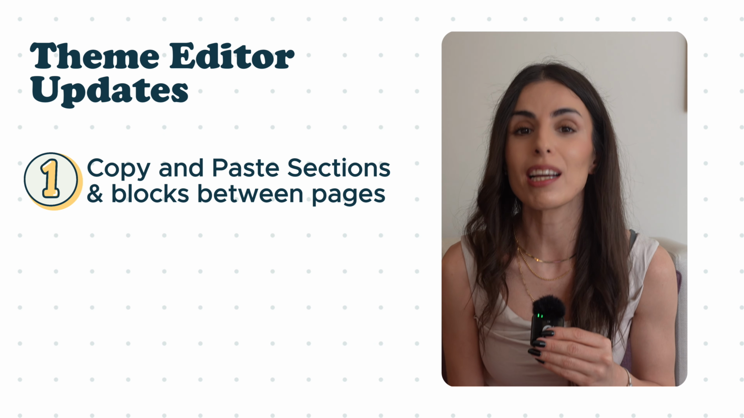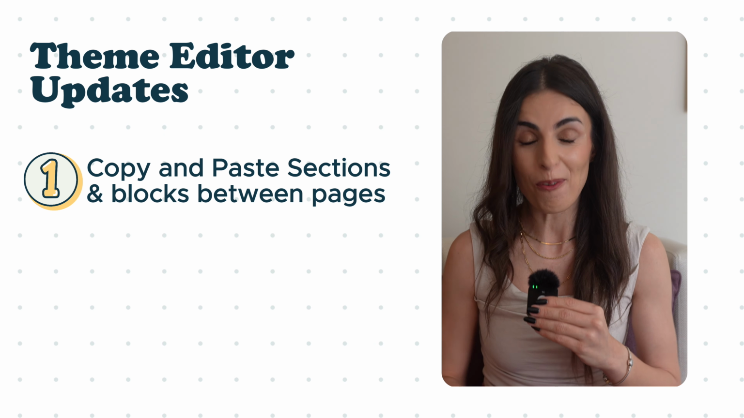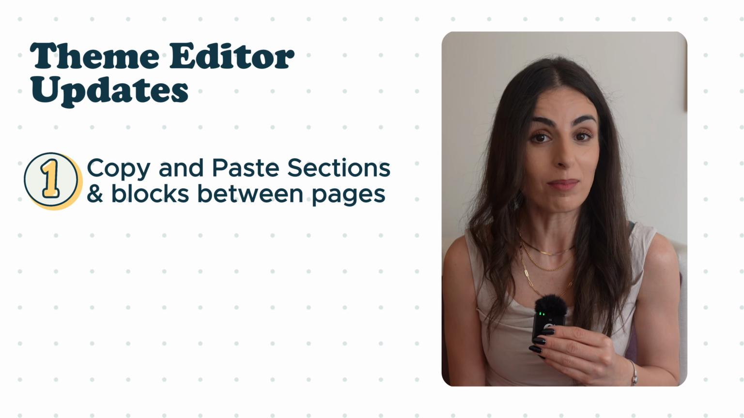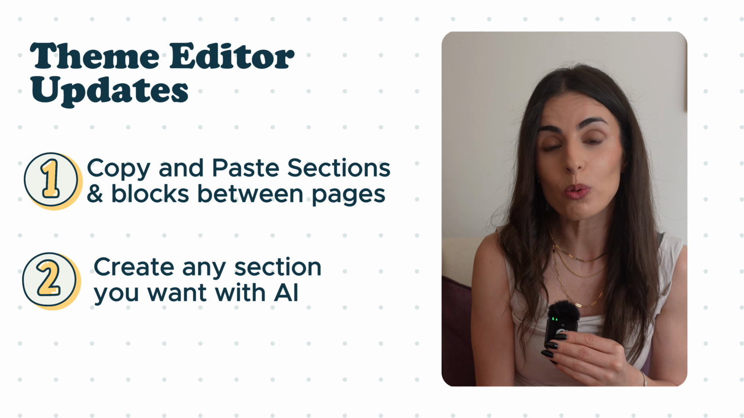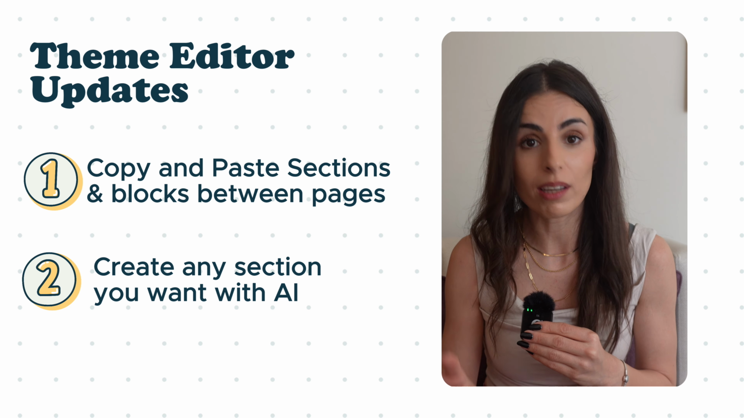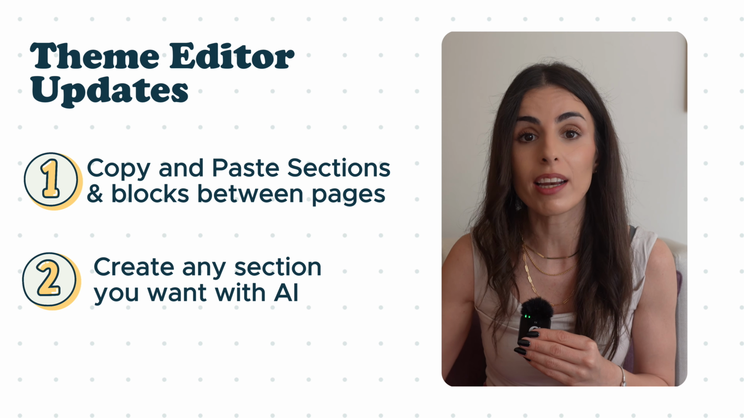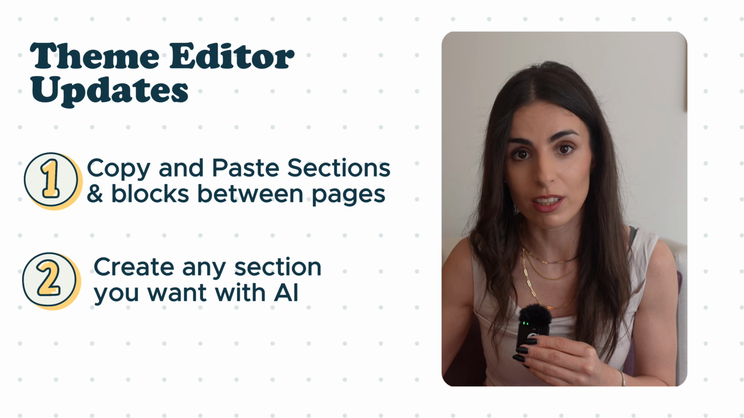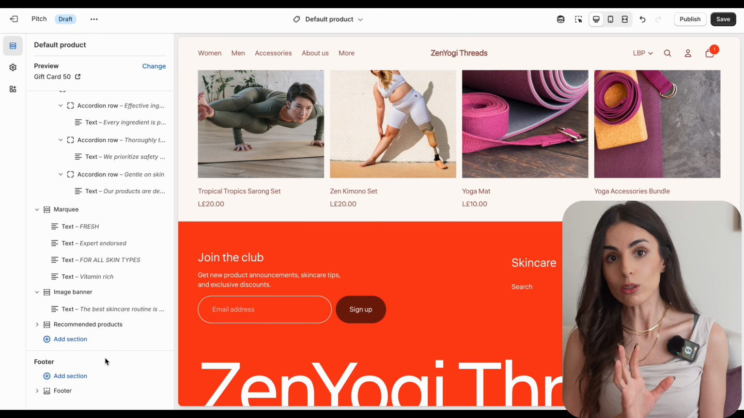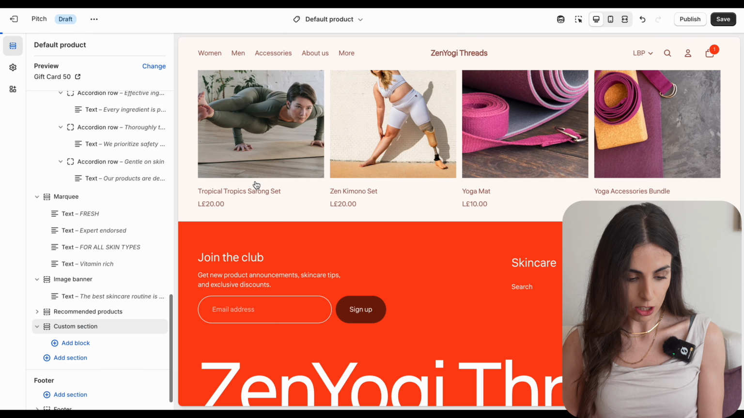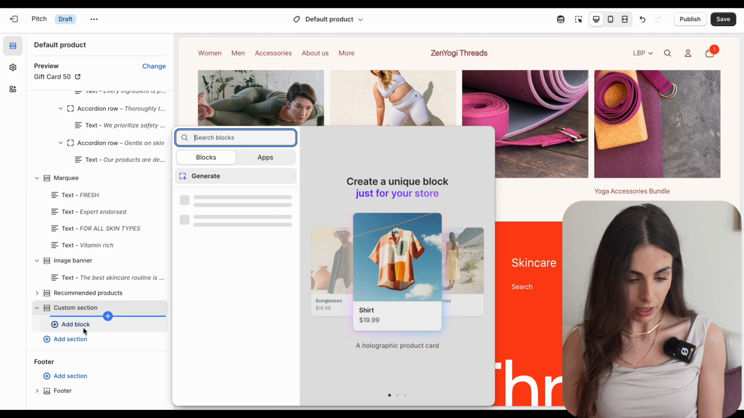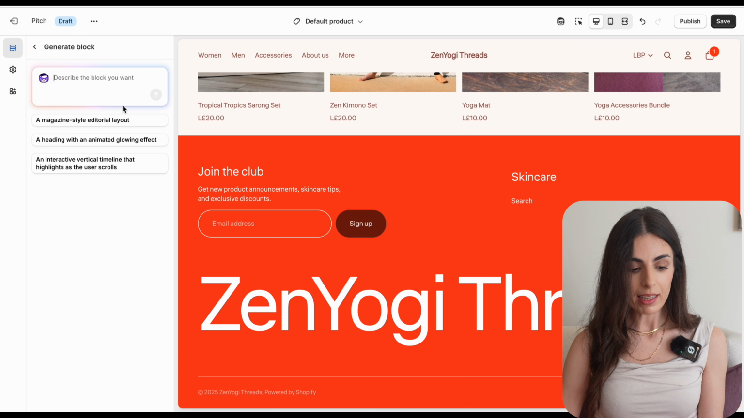The second thing that you can do, and this one is wow, now you can create basically any section you want using the AI tool of Shopify. You just need to give the AI tool the prompt and it will generate a fully customizable section. You can then name this section and use it on all of your pages. In order to check this feature from your editor, click on Add Section, choose Custom Section, then next click on Add Block, and you click on Generate. And in here, you need to enter the prompt in order to create the section.